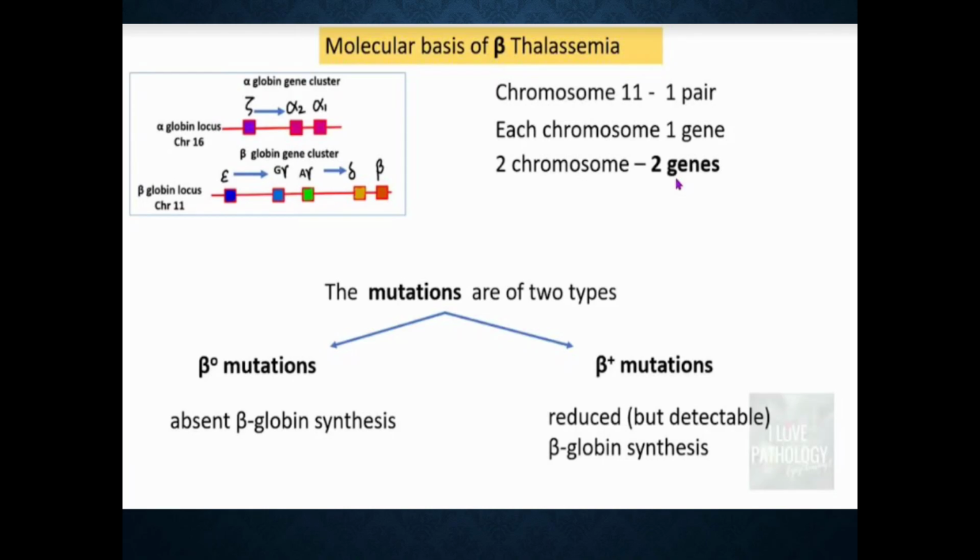So usually beta globin chains are encoded on chromosome 11, one pair. That's one pair. So each chromosome will have one gene only. So we'll have 2 chromosomes for each gene. So 2 chromosomes will have 2 genes. The mutations are of 2 types, that is, as we discussed, B0 and B plus.